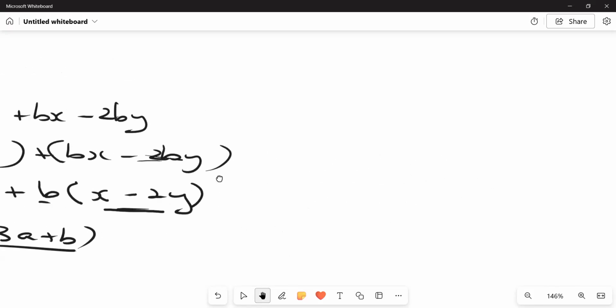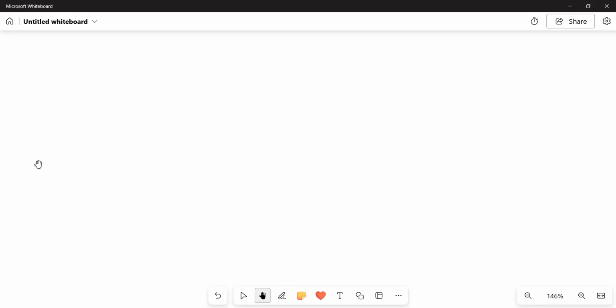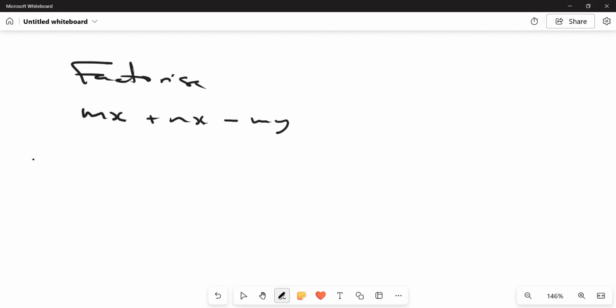I'll do a final example. And this one is a little tricky, right? In the way the minus signs are arranged, very tricky. So you have to factorize mx plus nx minus my minus ny, right?